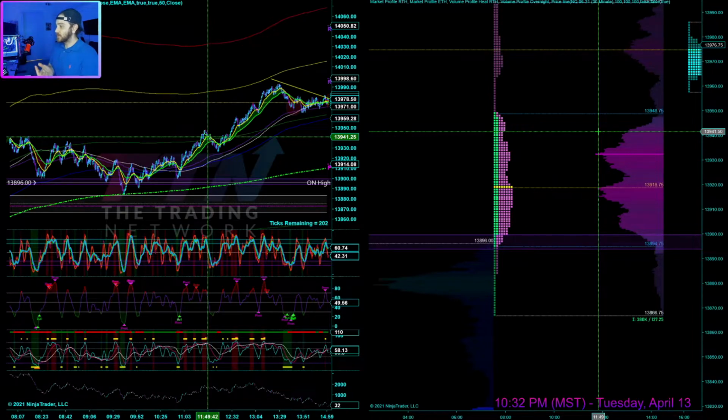The gap was not closed. The bulls are too strong. The bears cannot push price down to close the gap. So the longer price stays above that gap, the higher the probability is for us to gap and go.